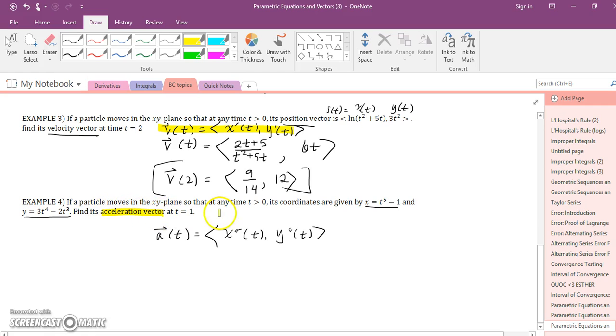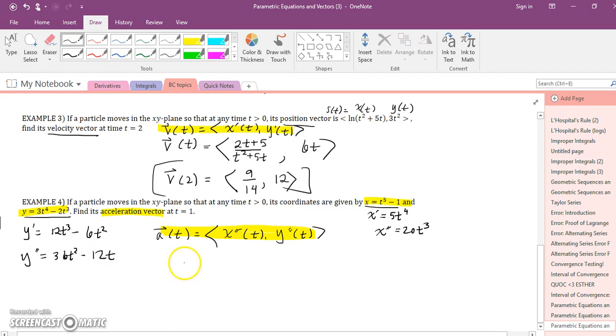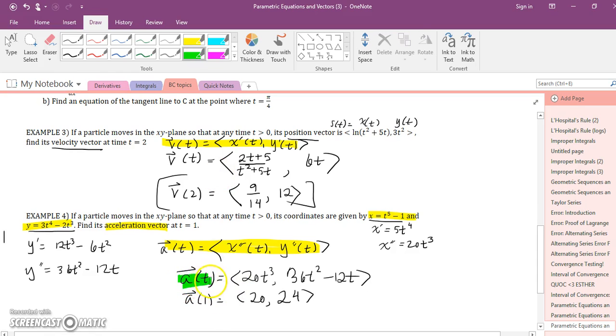Now to find an acceleration vector given my positions, what I'm going to use is this formula here. So I'm going to find the second derivative here. So x prime would be 5t to the 4th. x double prime would be 20t cubed. And then y prime is 12t cubed minus 6t squared. And y double prime is 36t squared minus 12t. So that's my acceleration vector right there. This right here is a of t at any time t. And then if I want it at 1 second, I do acceleration at 1, and I get this amount here.